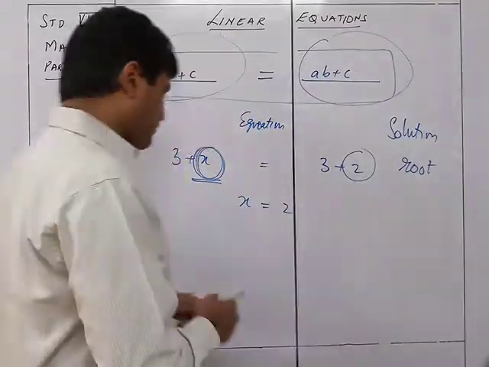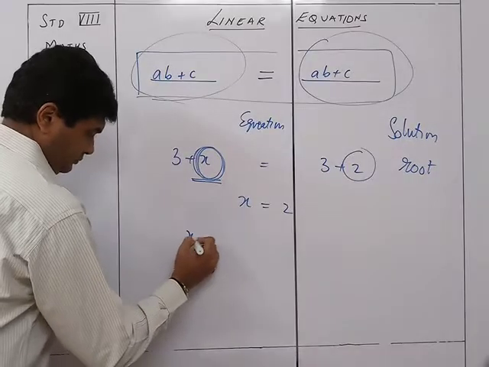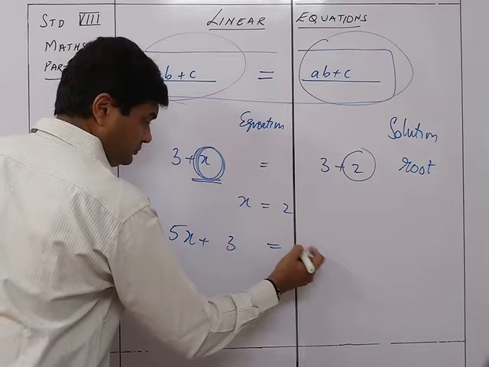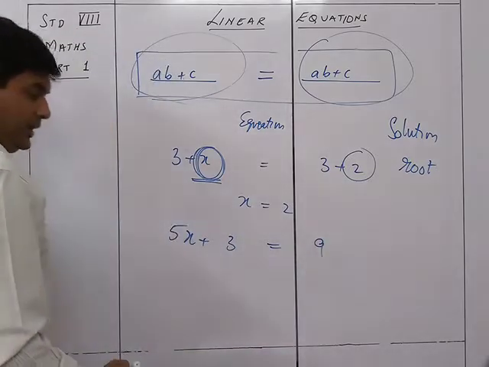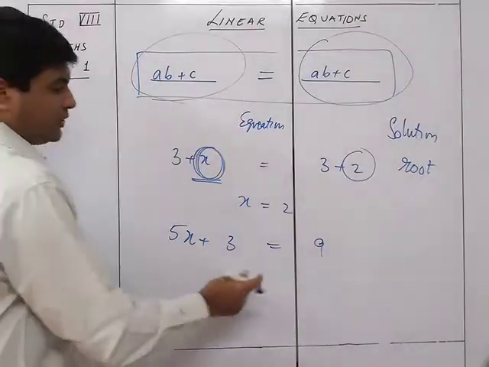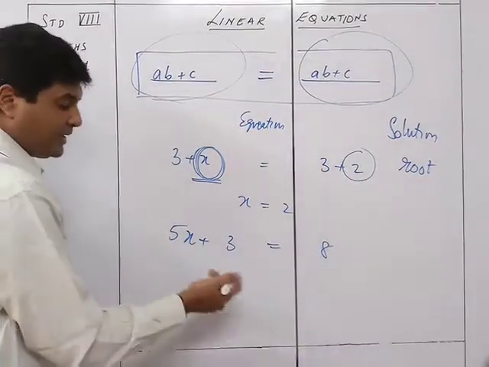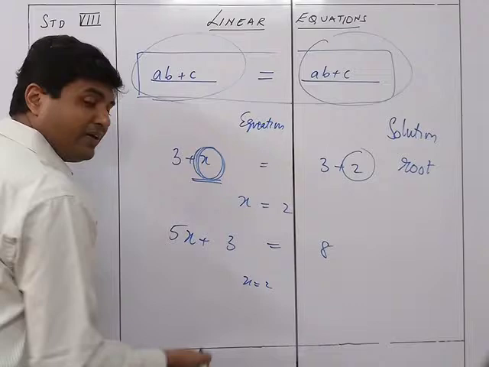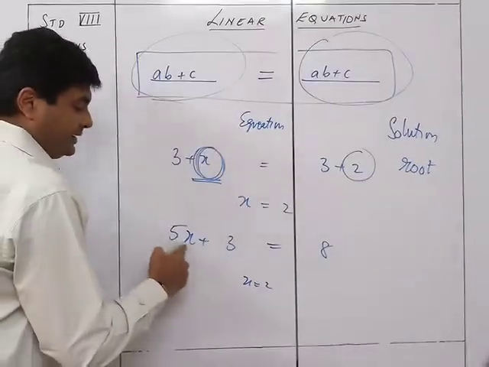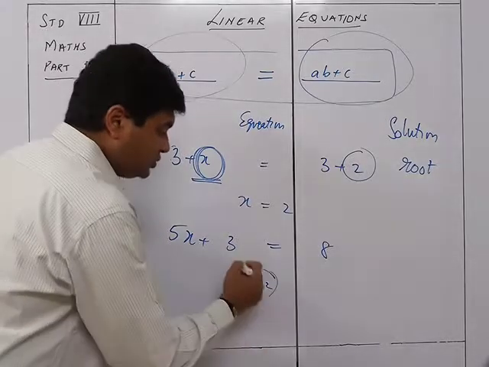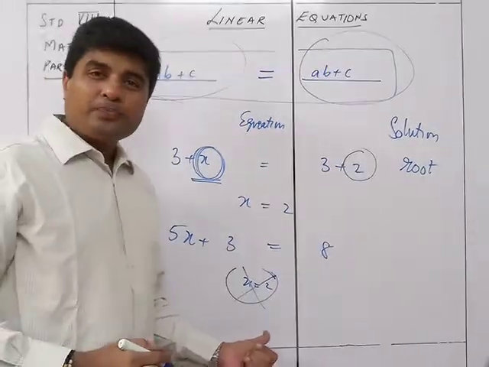So if I have the equation 5x plus 3 is equal to 8, the moment I put the value of x, suppose I take x equal to 2, then what will happen? 5 twos are 10, 10 plus 3 is 13, but it is not 8. So therefore this is not the solution of the equation.